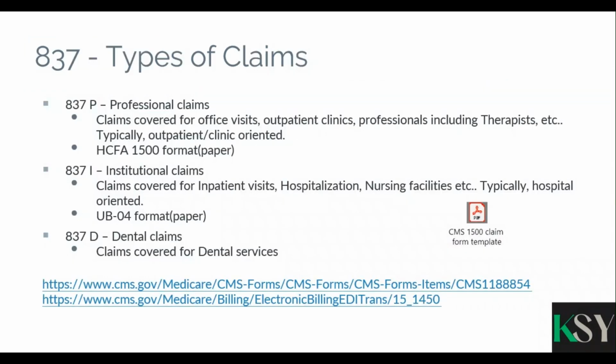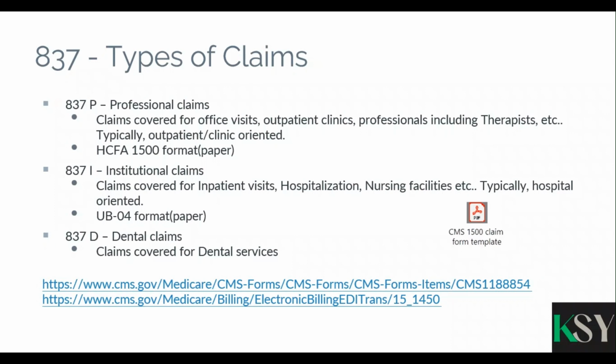Under 837, what are the different types of claims? We have three types of claims. The professional claims, which cover the office visits, the outpatient clinics, and any professional services. And the corresponding paper format for 837P is called a HCFA 1500. If you go online to the CMS website, you would be able to find these formats for the 837P as well as the 837I.